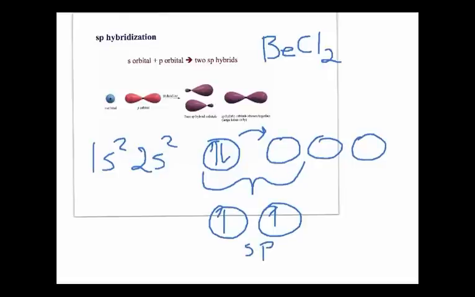Okay, so when the bond takes place, the half-filled orbital from chlorine goes in here like this. So that's sp hybridization, and the AXE form, by the way, is AX2, and the shape of this one is linear.